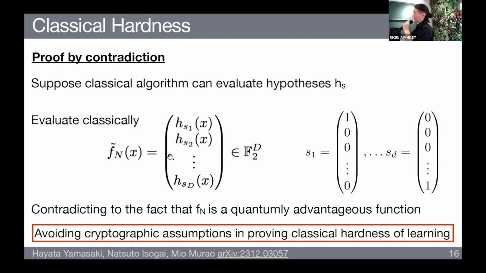But the whole point of our analysis is that our argument does not use cryptographic assumptions, but just uses a set of parameters. By just choosing a set of parameters, we can prove the classical hardness of our learning task. So as a progress of proof method, this is also new, in the sense that we do not use cryptographic assumptions.